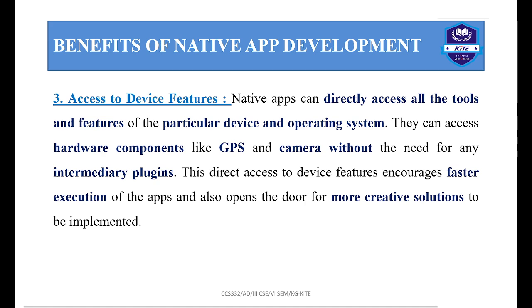Next is access through the device features. So he or she can directly access all the tools and the features of that particular device and the operating system. That is, your native app, which is developed for that particular application, will access all the hardware components as well as the features which are required for that particular app to run with high performance. So they can access the hardware components like GPS and camera without any additional plugins. They can easily access and make it very user friendly for the client side.